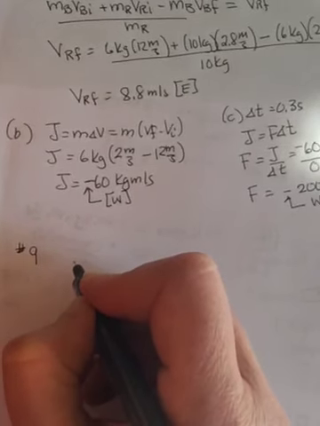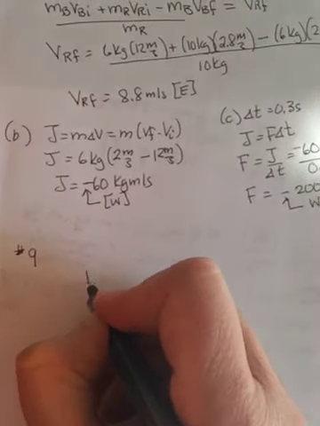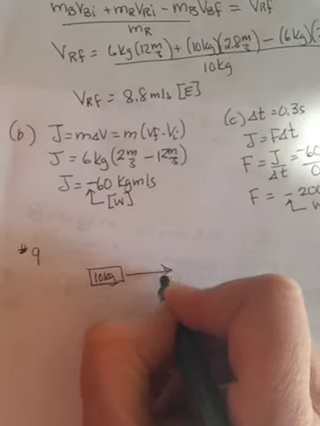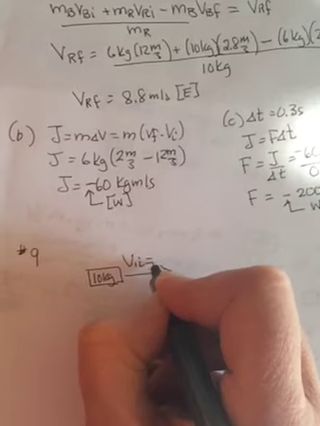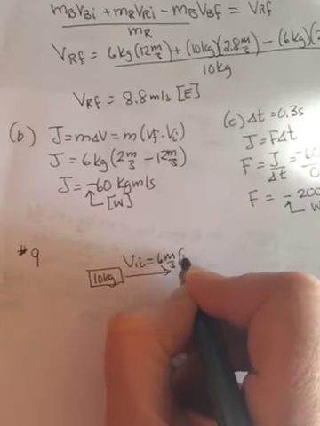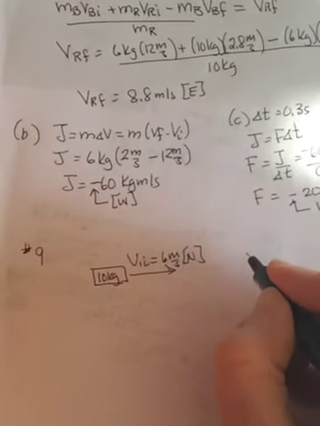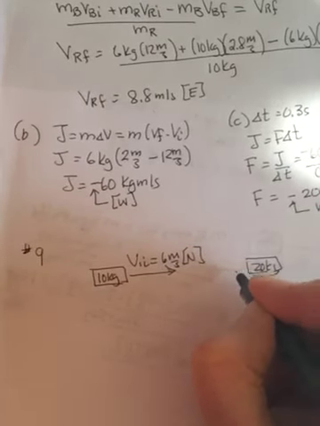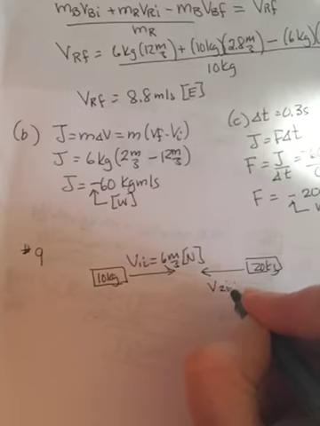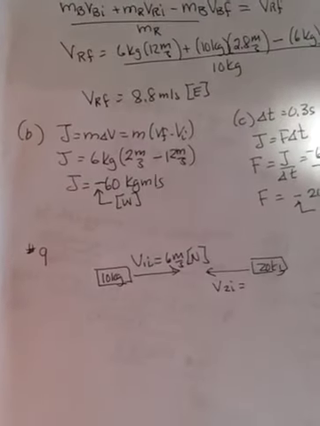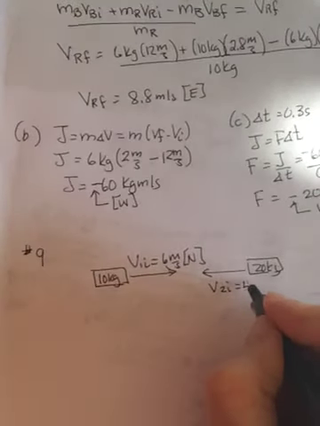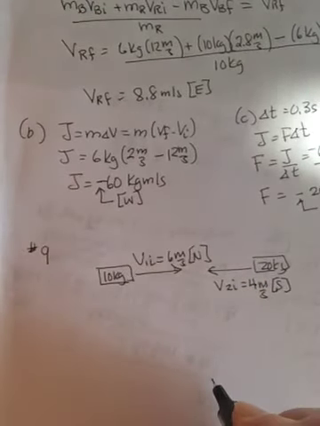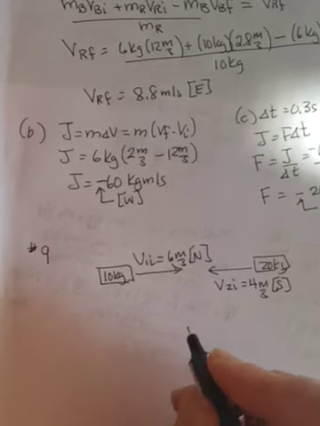A 10 kilogram object moving north, 6 meters per second, 10 kgs, V initial 6 meters per second north, collides with a 20 kilogram object moving south, excuse me, 4 meters per second. After the collision, the first one rebounds.